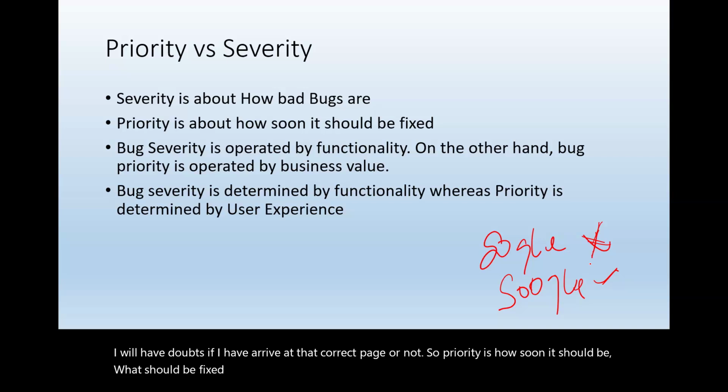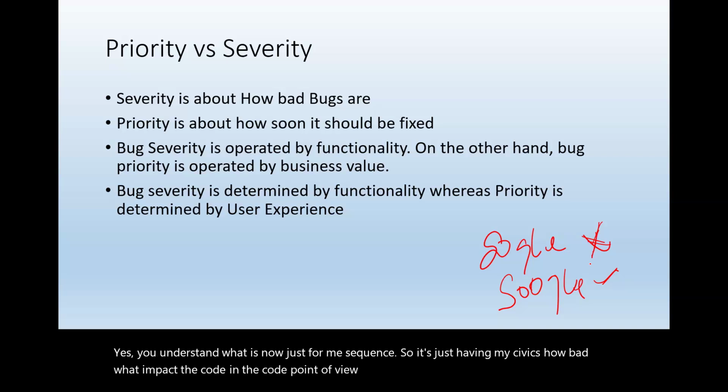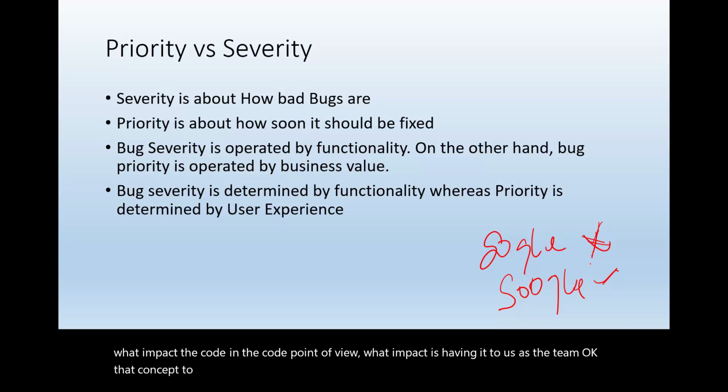So on the severity, if it's given an error code, that's considered high, and if it's a misspelled word, that's considered low. Just have in mind that severity is how bad, what impact the code has from the code point of view, what impact it is having on us as the team. That's the concept of severity. The code point of view: how bad it is from the code point of view.